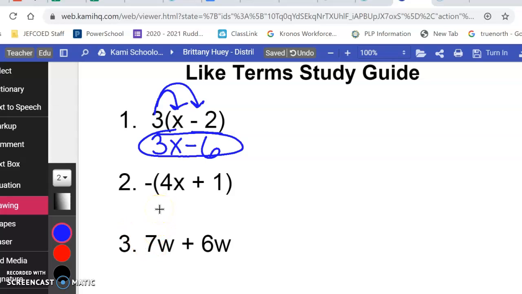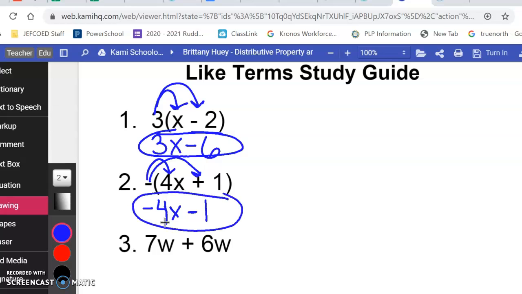Now, the next thing you're going to see, if you have a negative sign in front of parentheses, it means do the opposite to everything inside of these parentheses. So it means the opposite of 4x is a negative 4x. The opposite of a positive 1 is a negative 1. And then you're done. That's it.